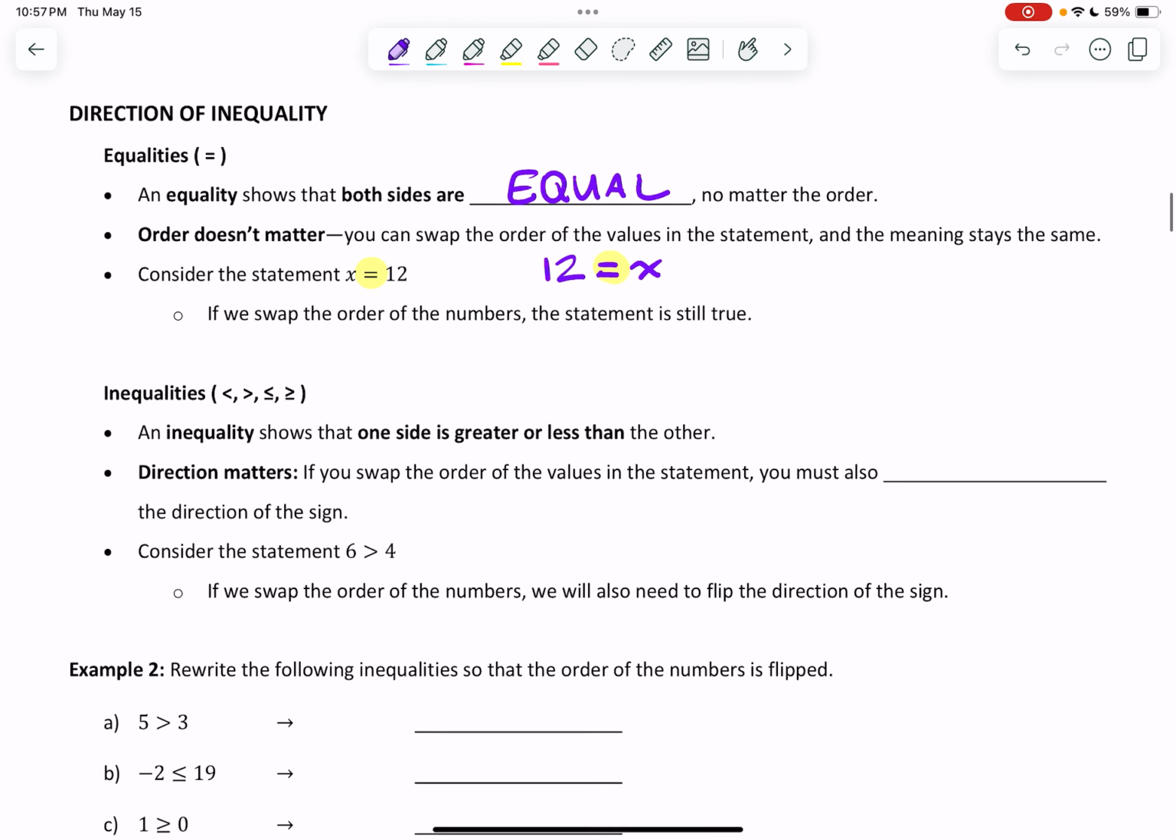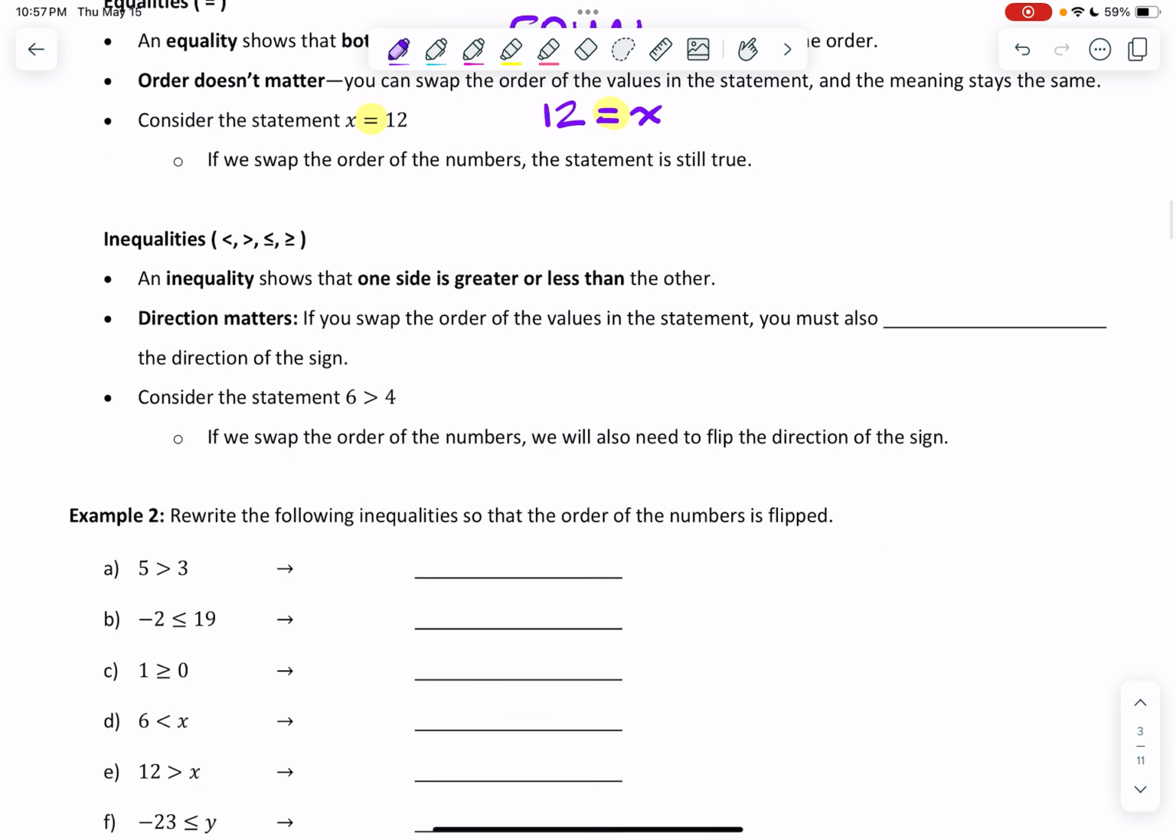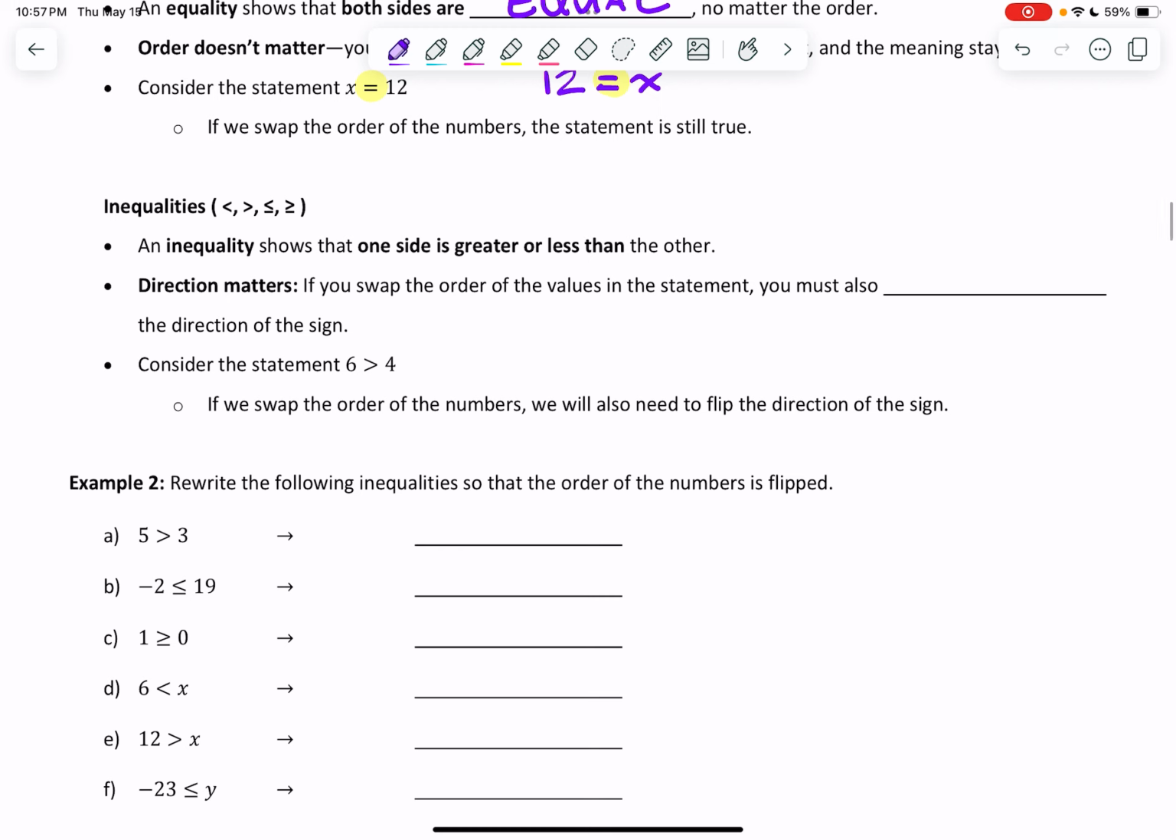Now, inequalities are a little bit special because there are so many symbols they can take. An inequality shows that one side is less than or greater than the other. And in an inequality, the direction really matters, because saying 4 is less than 6 is really different than saying 4 is greater than 6. One of those things is inaccurate.